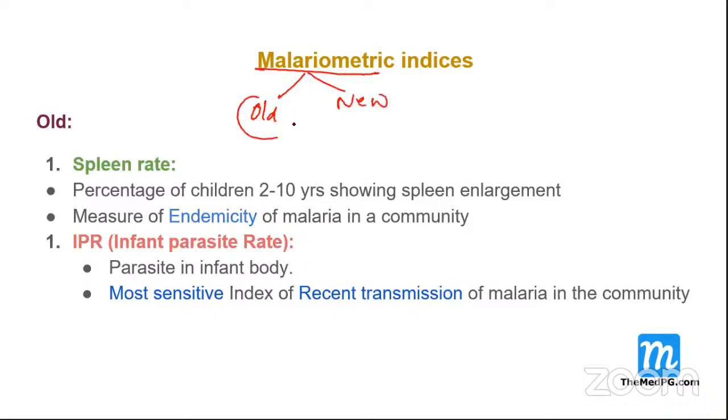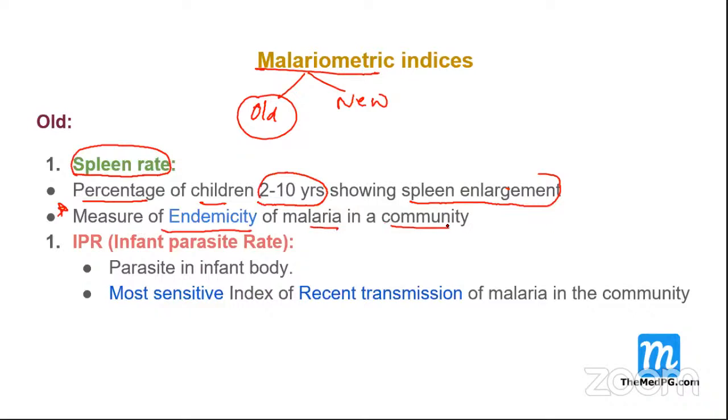There are two old malariometric indices. The first is spleen rate. Spleen rate is the percentage of children between the age group of 2 to 10 years showing spleen enlargement. What is the significance of this? It measures the endemicity of malaria in that given community. If you go to any community and observe the percentage of children with spleen enlargement because of malaria, it tells about the endemicity.